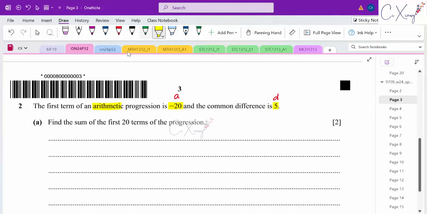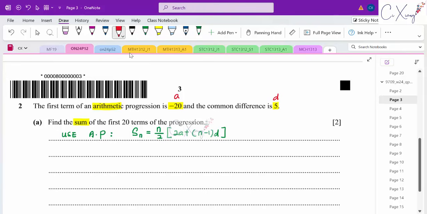They want us to find the sum of the first 20 terms of the progression. So sum of the first 20 terms. Okay, so for any arithmetic progression, how to find out the sum of the first n terms? The general formula for it is n over 2, 2a plus (n minus 1)d. Of course, if you can't remember this particular formula, you can refer back to the MF19 that we have. I think this formula is provided in the formula booklet.